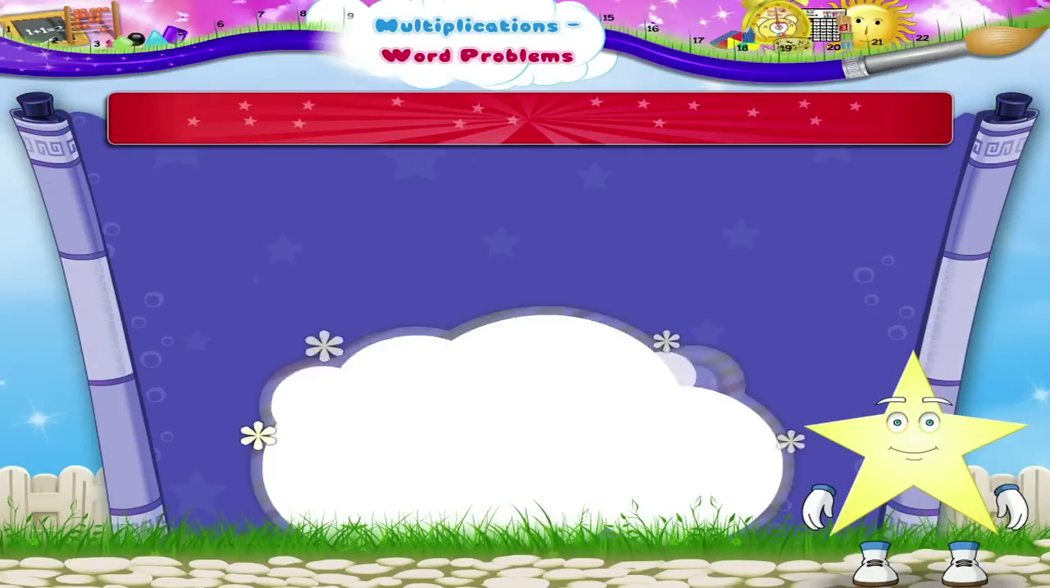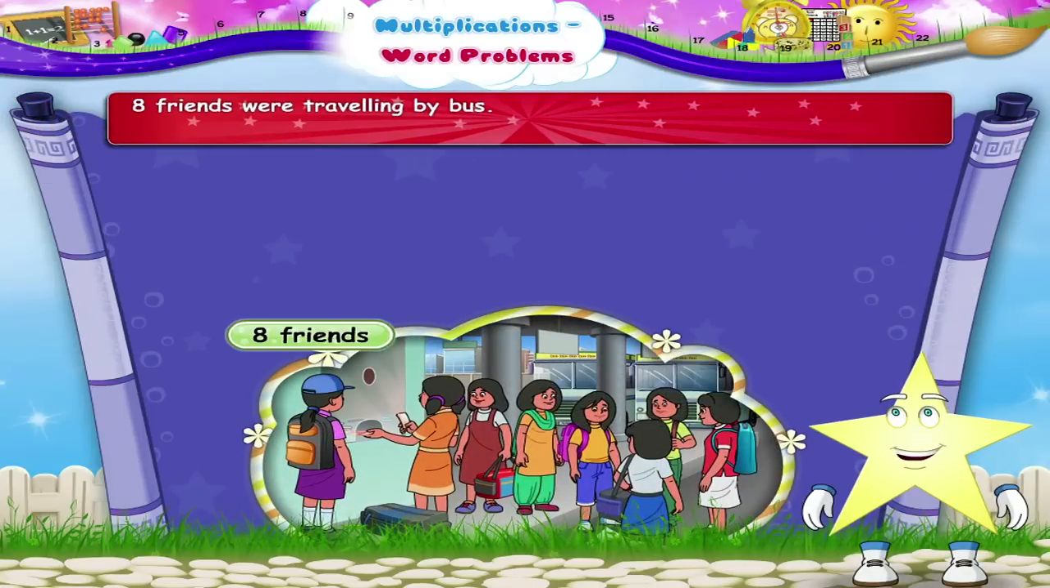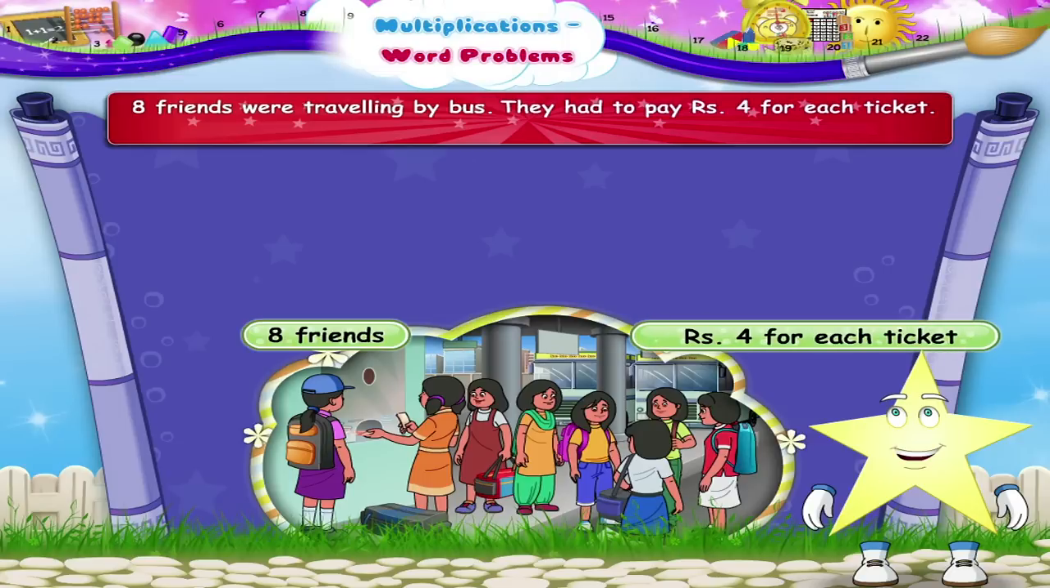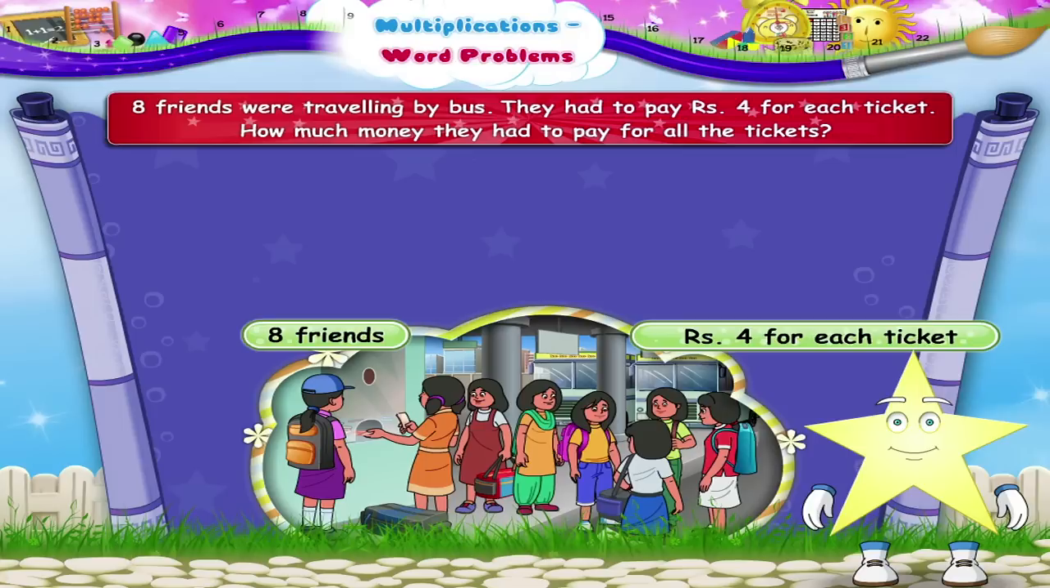Now let us read this problem. 8 friends were traveling by bus. They had to pay rupees 4 for each ticket. How much money did they have to pay for all the tickets? What has been given in this problem, Starry?